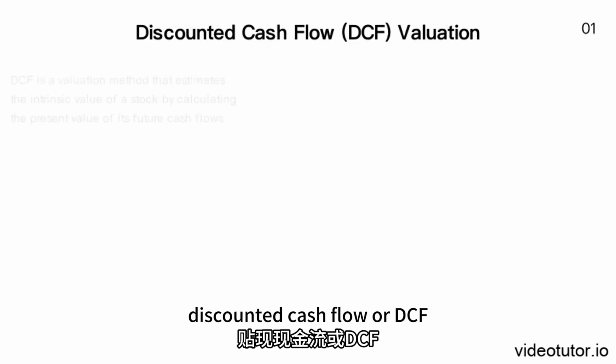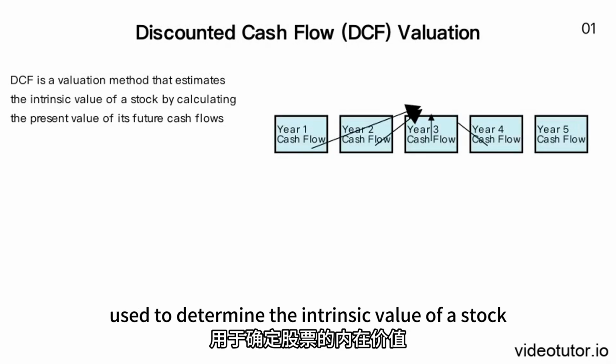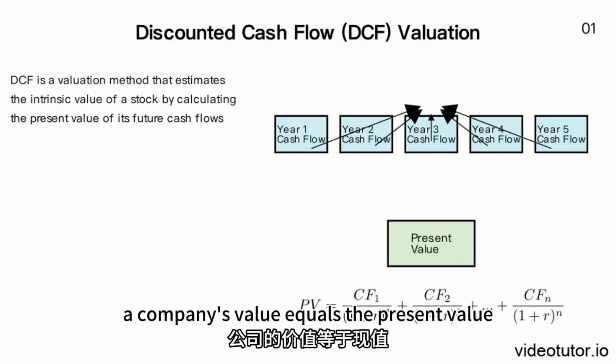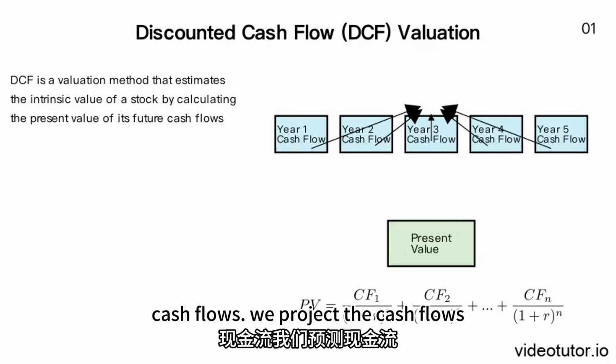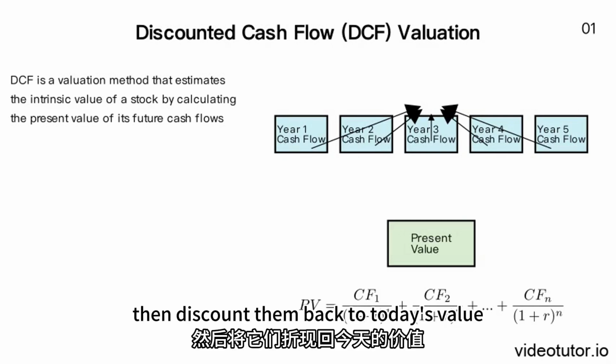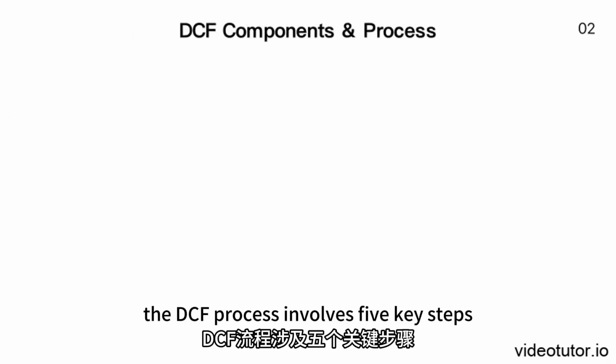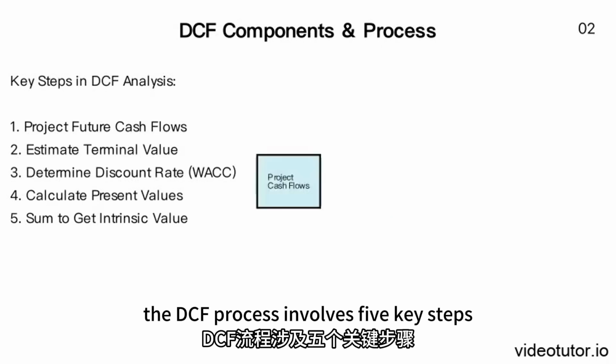Discounted cash flow, or DCF, is a fundamental valuation method used to determine the intrinsic value of a stock. The concept is simple. A company's value equals the present value of all its future cash flows. We project the cash flows the company will generate over time, then discount them back to today's value using an appropriate discount rate. The DCF process involves 5 key steps.